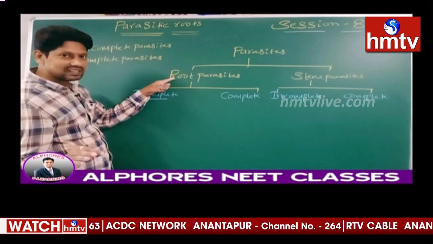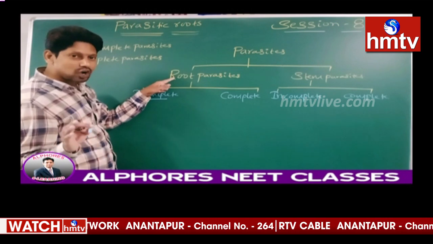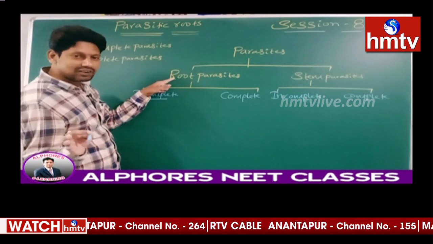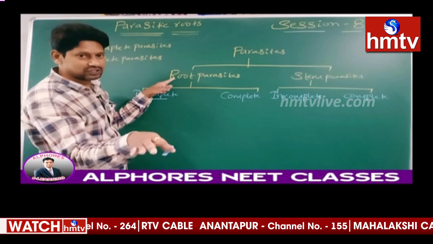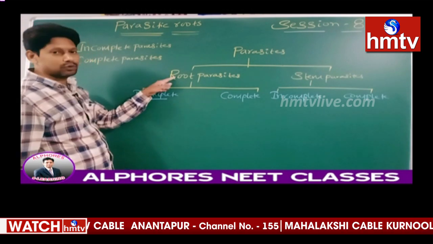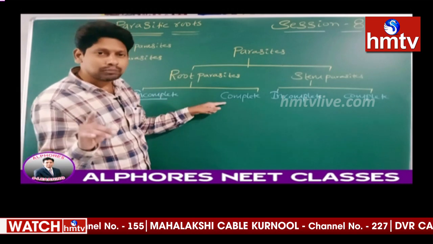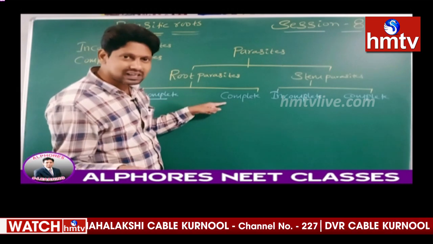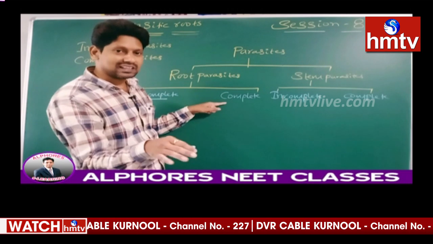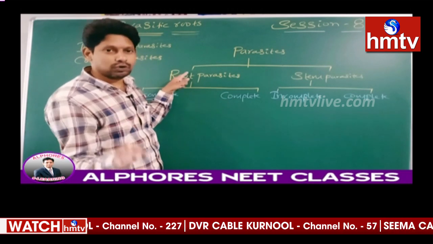Therefore, the parasite is absorbing what? It is absorbing water and minerals. From where? From the root of the host. So, we call it an incomplete root parasite. Then, what about complete root parasites, sir? Complete root parasites absorb water, minerals and food materials. From where? From the host root.